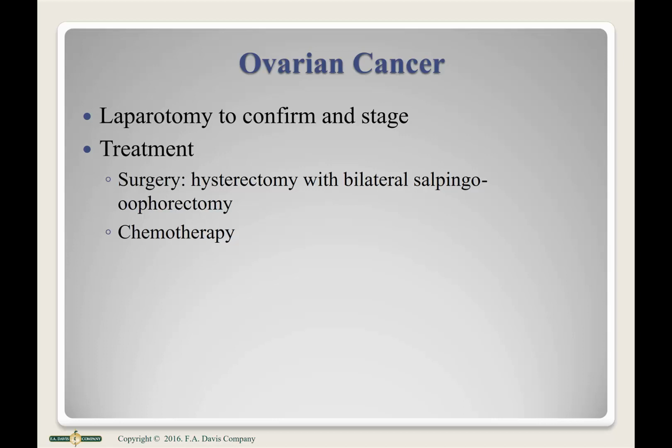We need to do a laparotomy to biopsy and confirm the cancer and then stage it. Now, treatment for it is a hysterectomy with a bilateral salpingo-oophorectomy, and that is removing the uterus, the fallopian tubes, and the ovaries, followed by chemotherapy. And then depending on the metastasis will determine the prognosis.